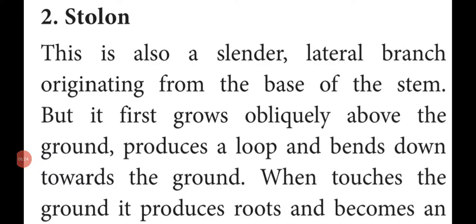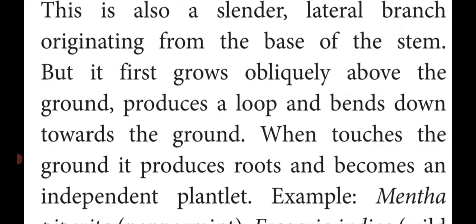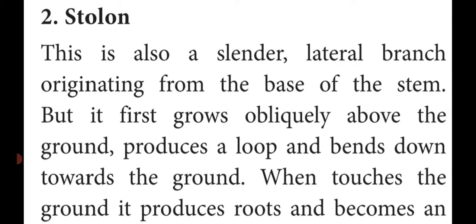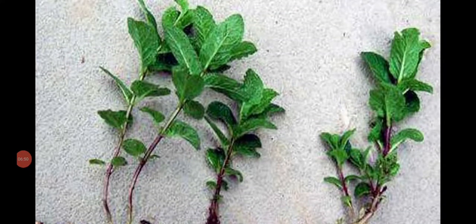Dear students, an example of stolon is Mentha piperita, peppermint. In Tamil it is known as Pudina. Fragaria indica is a wild strawberry. So these two are examples of subaerial modification, stolon. Dear students, see the diagram. This is the Mentha plant.